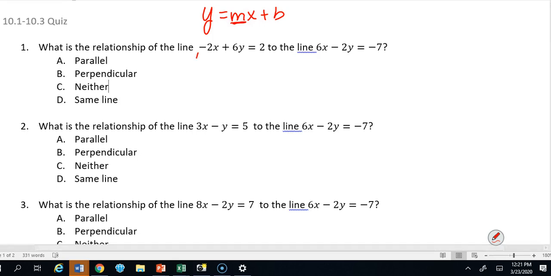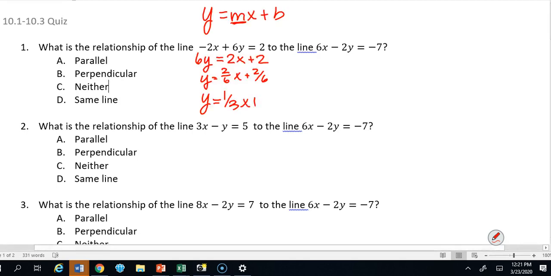So to do that, I'm going to do 6y, and I'm going to add that 2x to both sides, so that's going to be 2x over here plus 2. Then I'm going to divide everything by 6, so y is equal to 2 divided by 6x plus 2 divided by 6. So my y, when I simplify, is equal to 1/3 x plus 1/3. So now with this other line, we want to compare the m's, which are the coefficient of x.